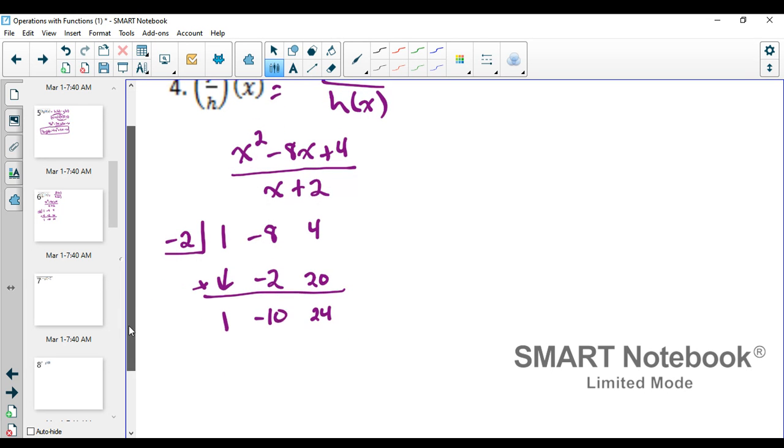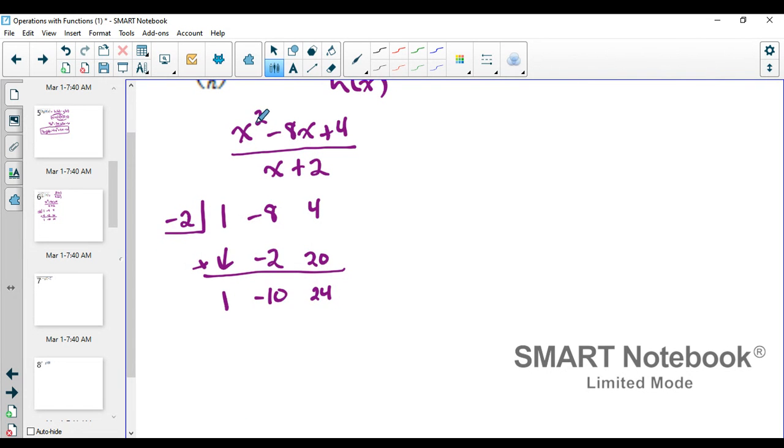And now remember, to write our answer, you go to your original thing that's being divided, so x squared, and you go one exponent less than that. So it starts at x, and then this is now our constant, so minus 10, and this is our remainder, so plus 24 over what we divided by, so x plus 2. So this is our final answer.